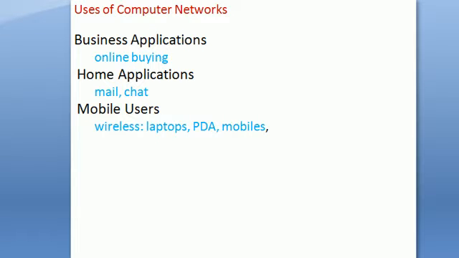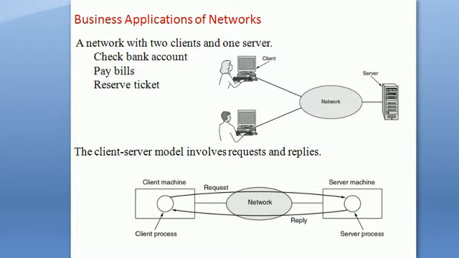Uses of computer networks. Computer networks are used for business applications like online buying, home applications like mail or chatting, and mobile users like laptops, PDAs or mobiles. Business applications of networks: a network with two clients and one server. In this model, you can see the data are stored on powerful computers called servers, and these clients are connected to this server through a network. In contrast, the employees have simpler machines known as clients with which they can access the remote data.